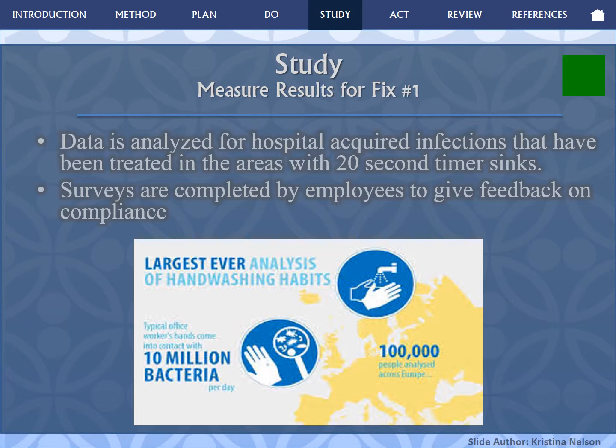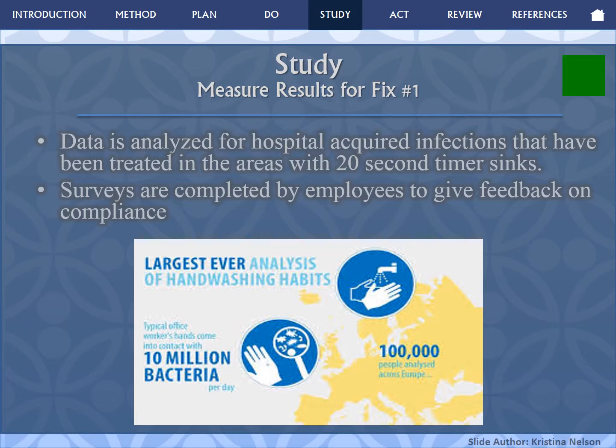To measure the results of our implemented fix number 1 of installing 20-second timers on all sinks, data for infection rates will be collected and then analyzed. This analysis will determine if the infection rates within the procedure areas that house these hand washing timers are helping to keep infection rates low.